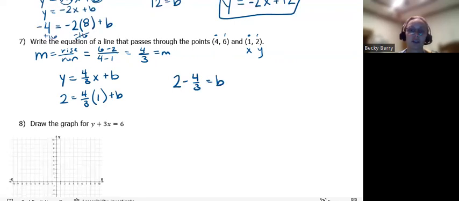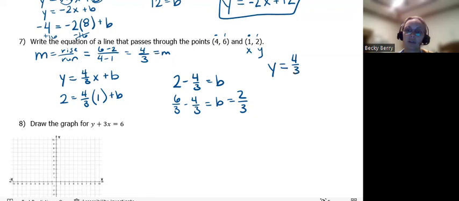I have some fractions, so I need to convert this one so that I'm doing like fractions. 2 is the same thing as 6/3. So 6/3 minus 4/3 is equal to b, and 6 minus 4 is 2 over 3, so b is 2/3. The last thing I do is go back and rewrite it as y equals my m, which we already knew is 4/3 x, plus b, which is 2/3.